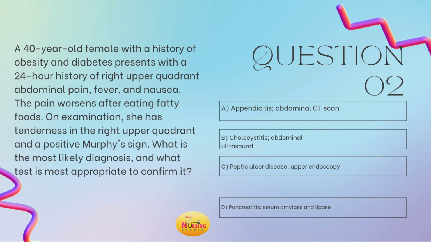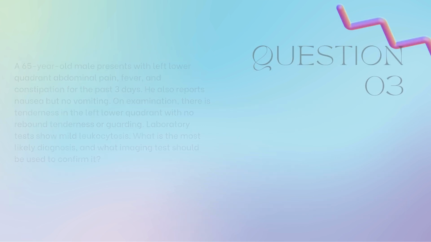Now, on exam, the nurse practitioner notes tenderness at the right upper quadrant and a positive Murphy sign. Murphy sign, we know, is that definitive test for cholecystitis. So all of these check the boxes. So you should go with B, cholecystitis, and an abdominal ultrasound, okay?